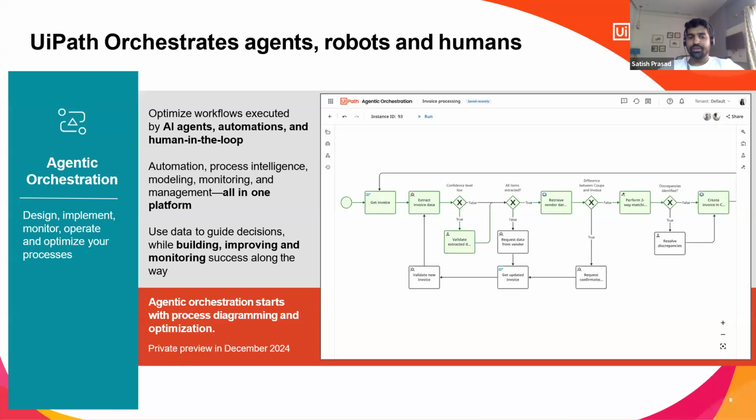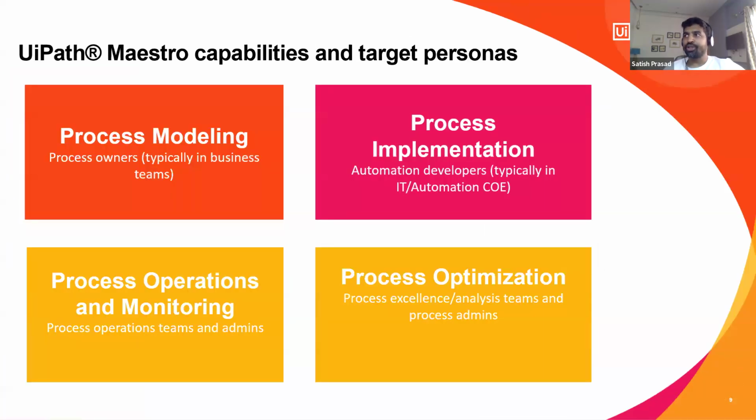Now, talking about the different personas that UiPath is targeting for this agentic orchestration, right? We talked about 5 things. Model, which means we have to model the process first, and then implement it, and then the operations teams will come in and monitor, and if something goes wrong or an incident happens, they can trigger the process from the same point where the failure happened, not necessarily from the start. So in the middle of a process where it has stopped, you can resume that process there and then. That's the beauty of AO.